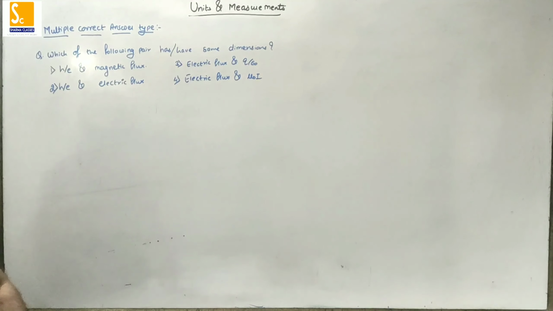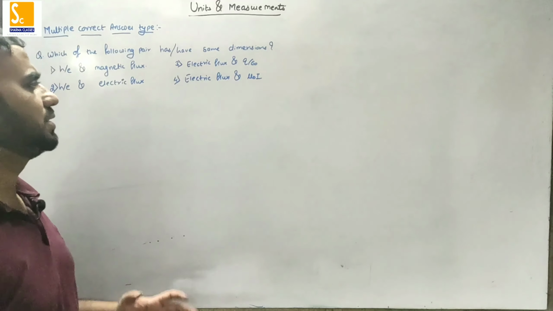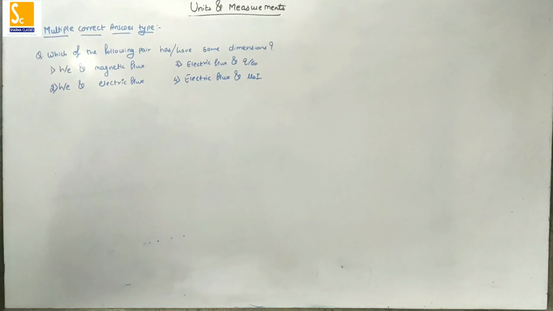Next question, again multiple correct answer type. Which of the following pair has same dimensions? Okay, again we need to find out of these four options which of the following pair having the same dimensions. Okay, let's start with it.